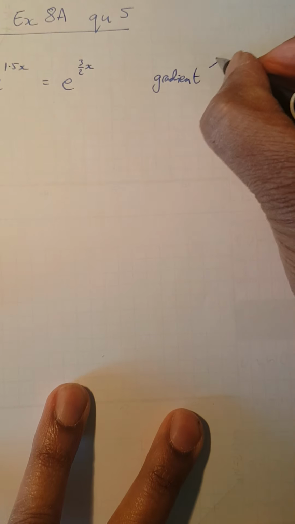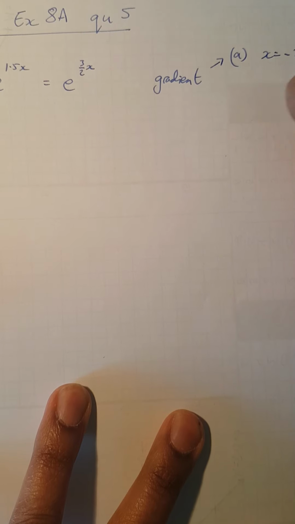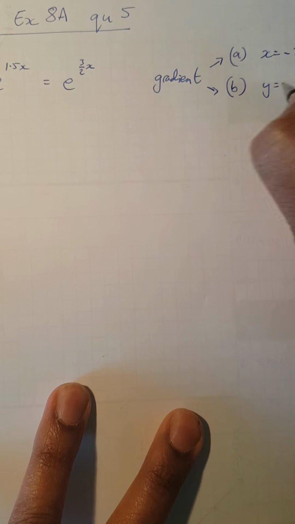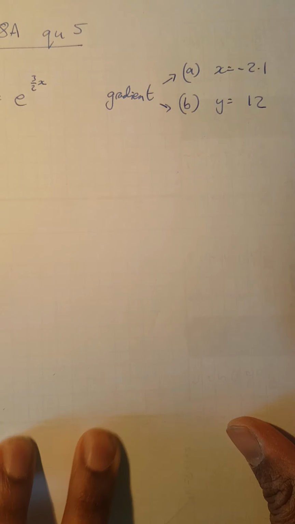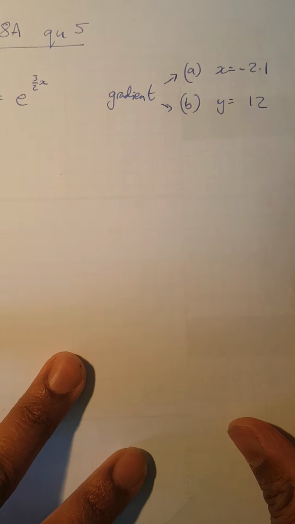I want the gradient of the curve in part A at x equals negative 2.1, and in part B it's when y equals 12. And by looking at these we can look at a clever little piece of work we can do when we ask for what the y value is.